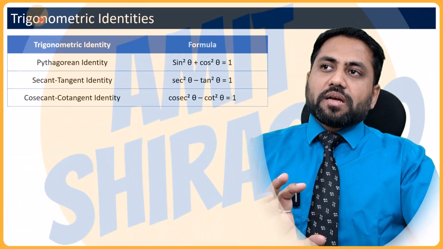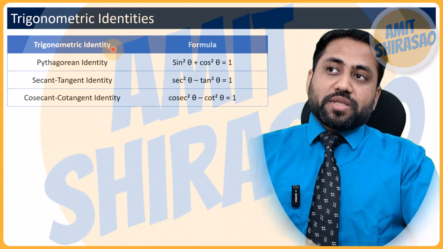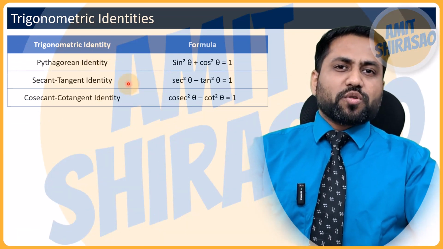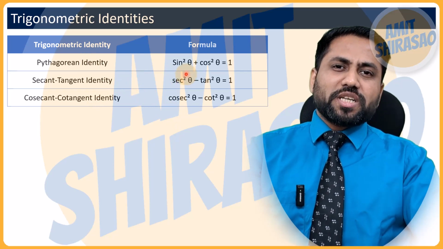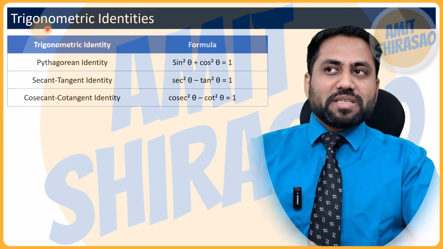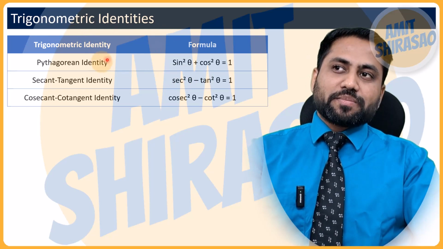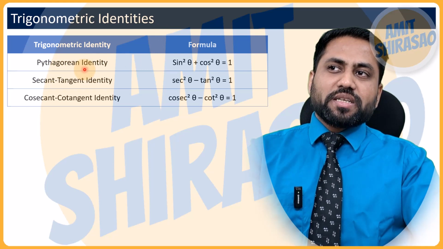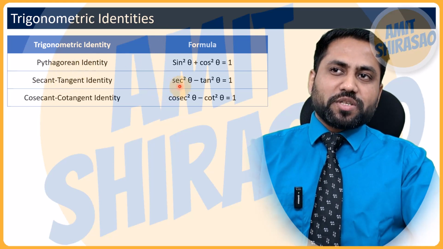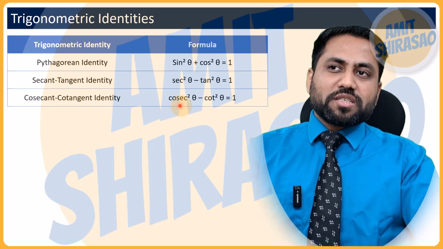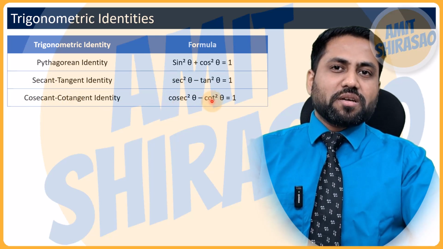Now, trigonometric identities. These are also trigonometric identities, but they are not about complementary or supplementary angles, because 180 degrees minus theta or 90 minus theta is not given here. But these are also trigonometric identities. They have special names. This is called the Pythagorean identity. This is called secant tangent because it speaks about secant and tangent. This is cosecant cotangent because it speaks about cosecant and cotangent.